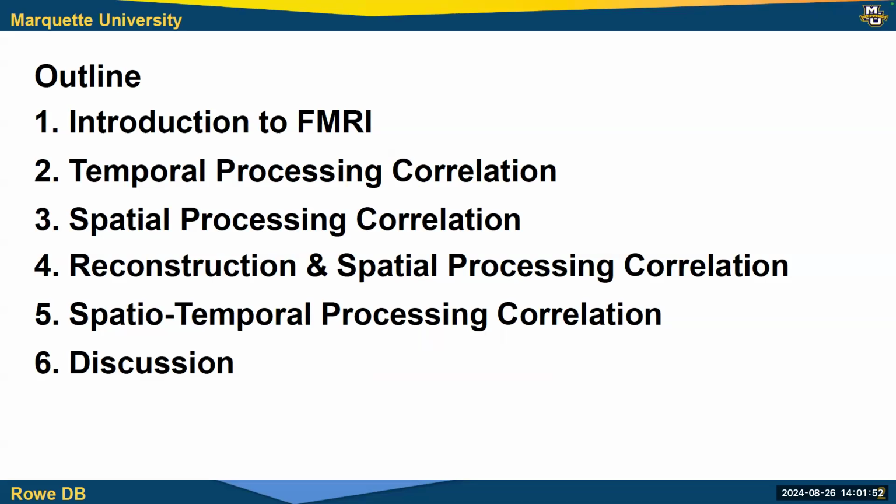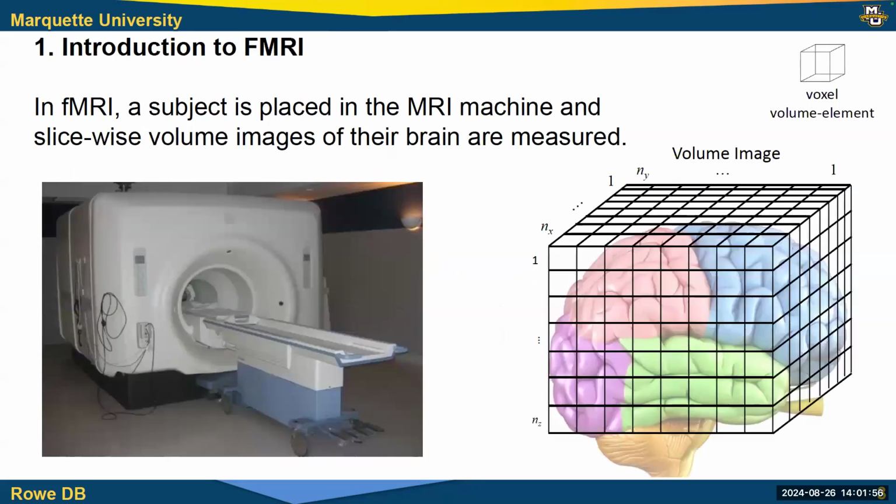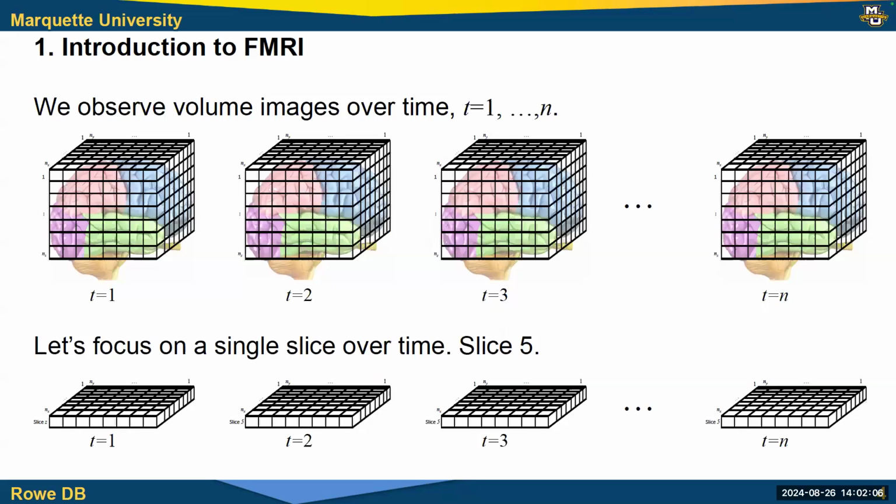And so here's an outline I want to talk about. In fMRI, we know that a subject is placed in the machine and we divide up their brain into voxels, volume elements. And we want to observe, or at least we imagine that we observe, a volume at time 1 and a volume at time 2 and a volume at time 3 and so forth.